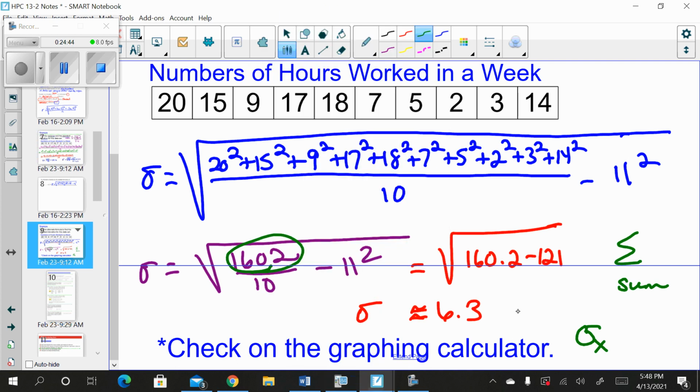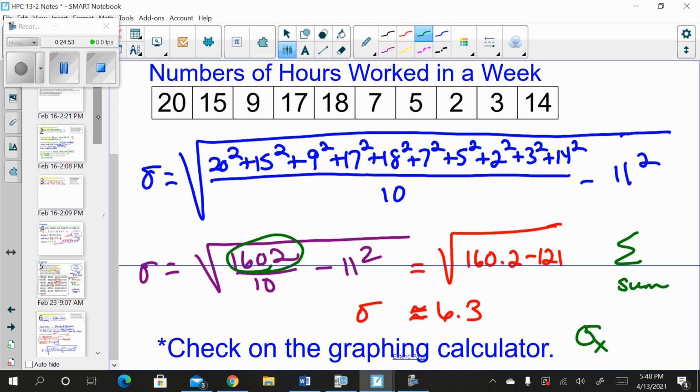So standard deviation and variance, a great way to measure how dispersed your data is, how spread out or close to the mean something is. And then the other part we talked about today was mean, median, mode, measures of central tendency.